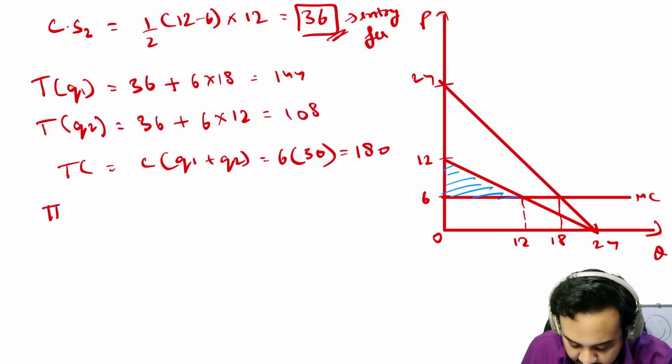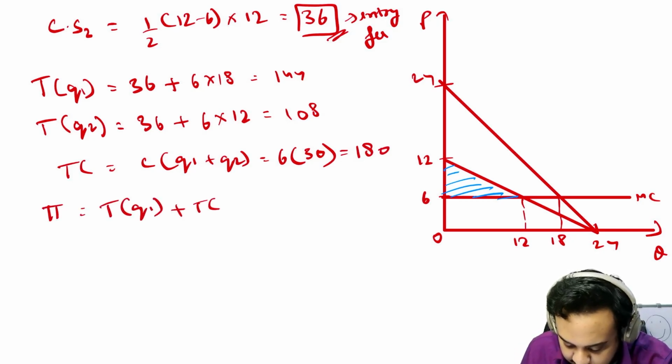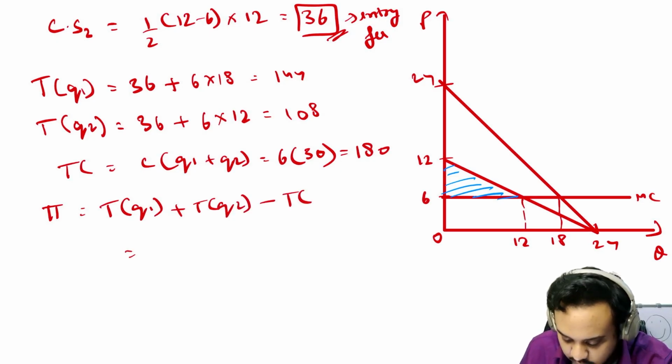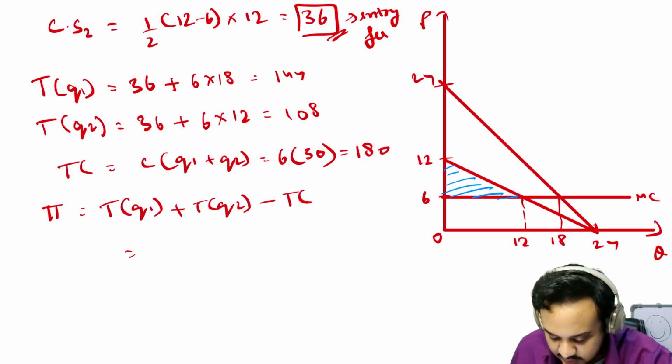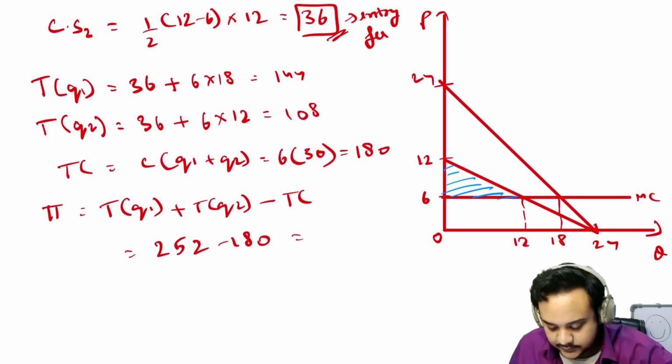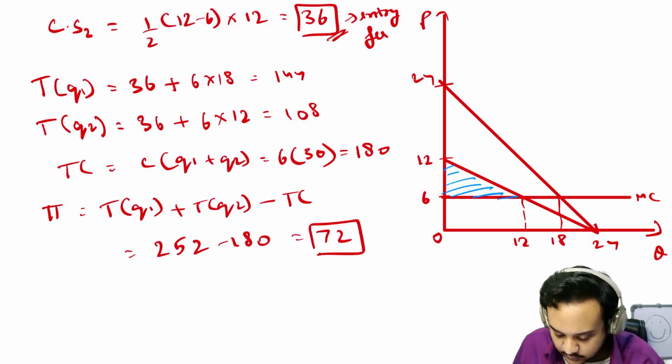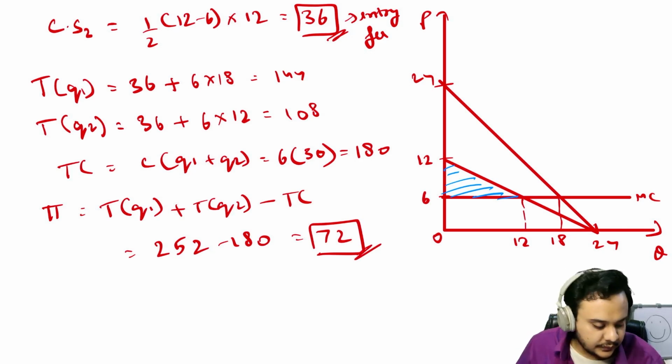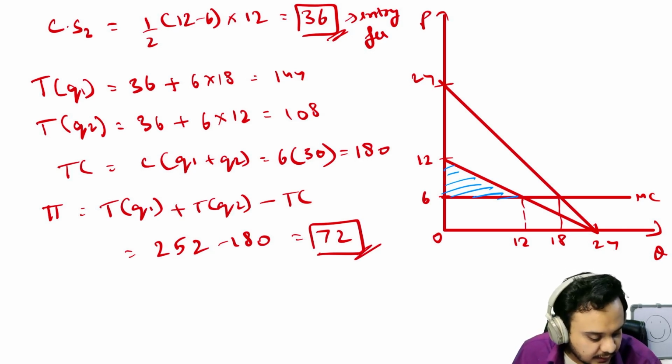So your profit is going to be the tariff you got from one and from second minus total cost. That is 108 plus 144, which is 252, minus 180. So that comes down to 72 is the profit.